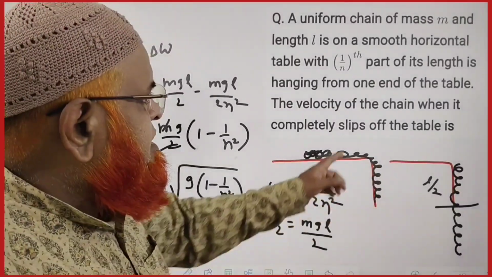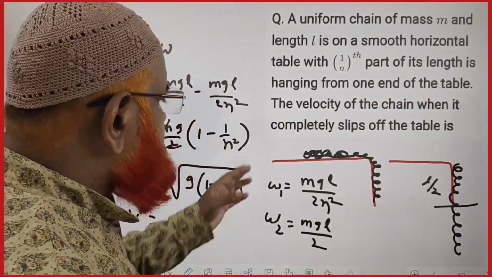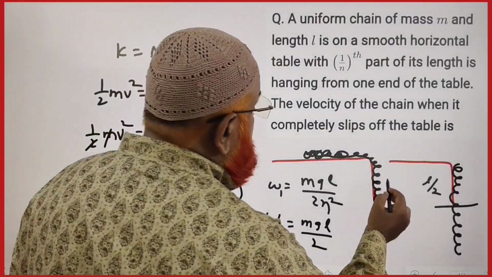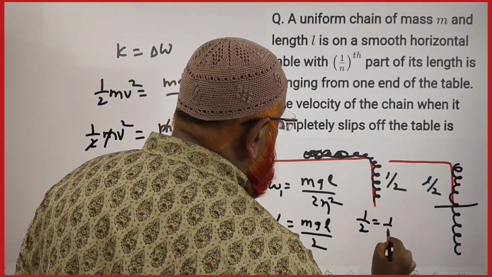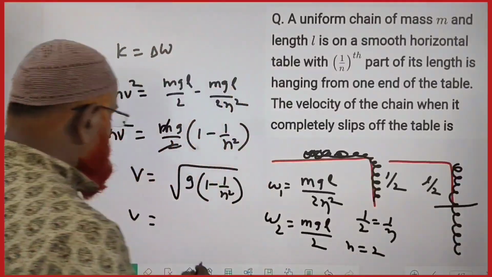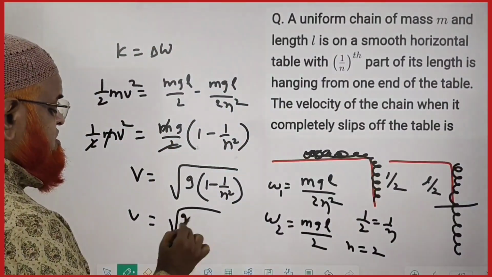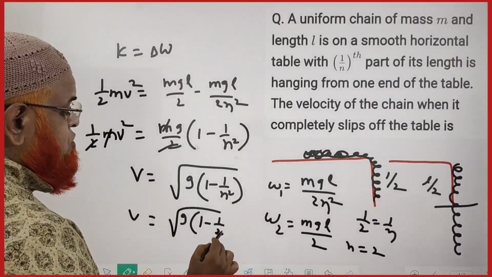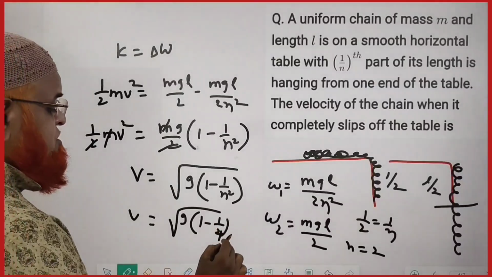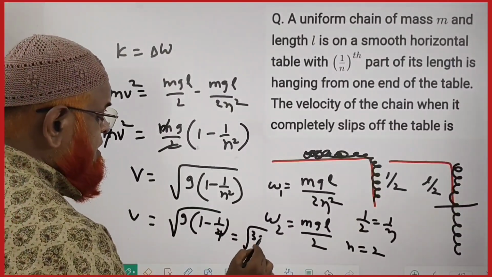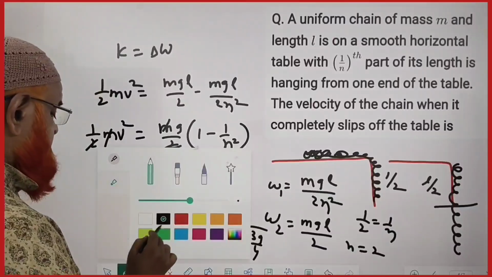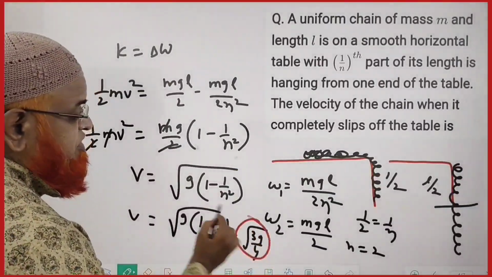Then what he is telling here, 1 by nth of the part is hanging. So if the part of the chain which is hanging is half, okay, that means 1 by 2 is nothing but 1 by n. N will become 2 here. Then what is going to be your answer here? So g into 1 minus 1 by 2 square, which is nothing but 4. Okay. So your answer is going to be how much? Square root of 3g by 4 is your complete answer. Okay. Square root of 3g by 4 is your answer.